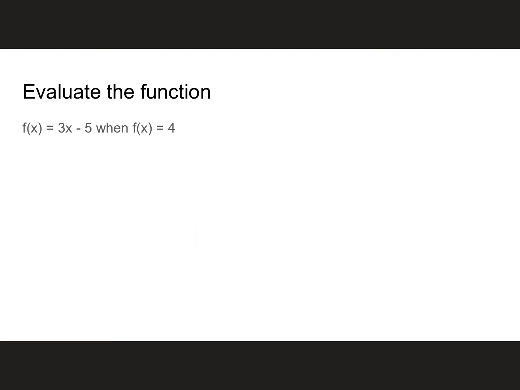Now let's try this next one. Again, we have f of x equals 4. So we're replacing f of x with 4. So this is 4 equals 3x minus 5. Pause the video and try to solve it on your own. You should have gotten x equals 3. If you didn't, check your work.